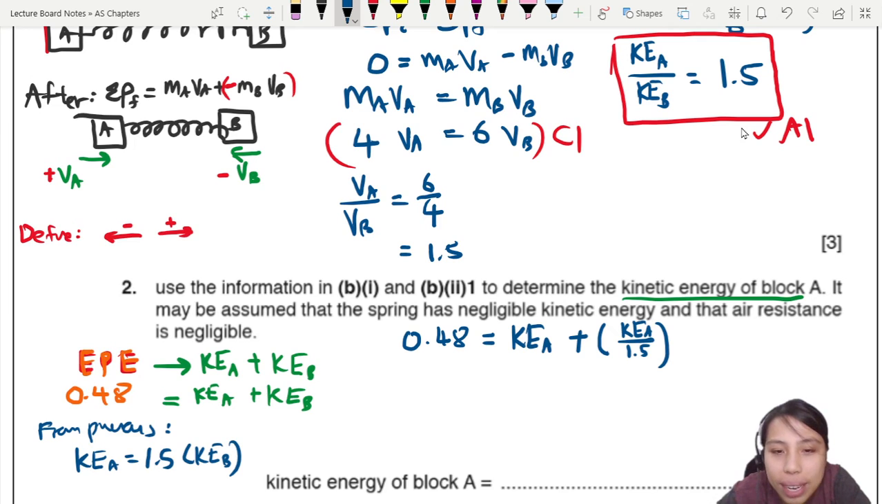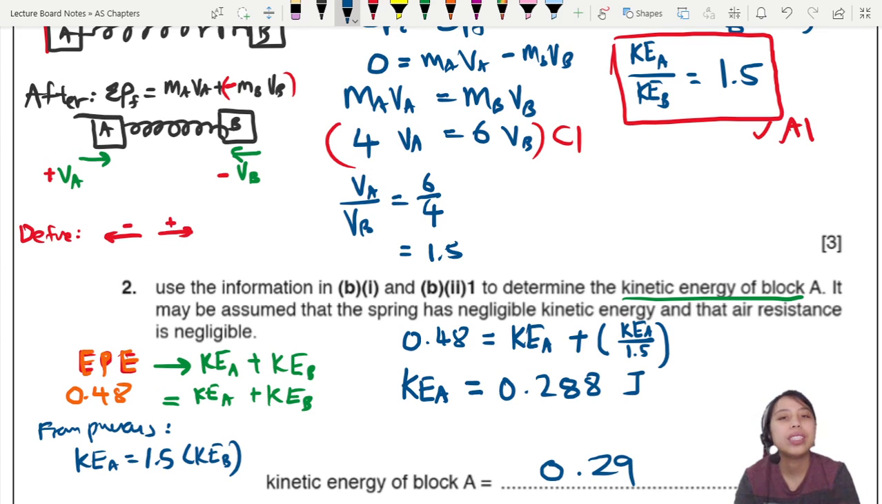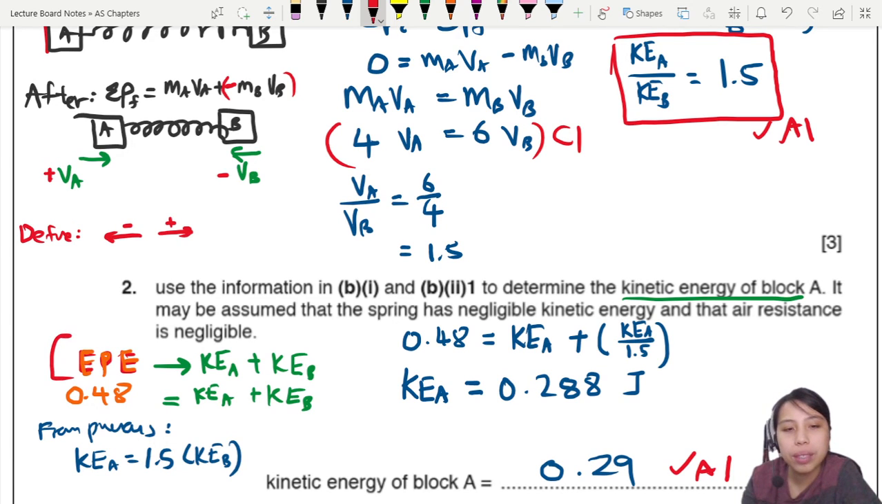So finally, if we actually solve, rearrange, factorize, the kinetic energy of A will be, let me calculate, 0.288 joules. Wow, okay, so here we can write 0.288 or 0.29 is also okay. 2SF or 3SF is a must. So the final answer, 1 mark for here, and 1 mark for you recognizing the conservation of energy at work here. So any of these lines where EPE equals to the KE of both blocks, that one will be 1 mark. Oh, it's not very big brain this question.